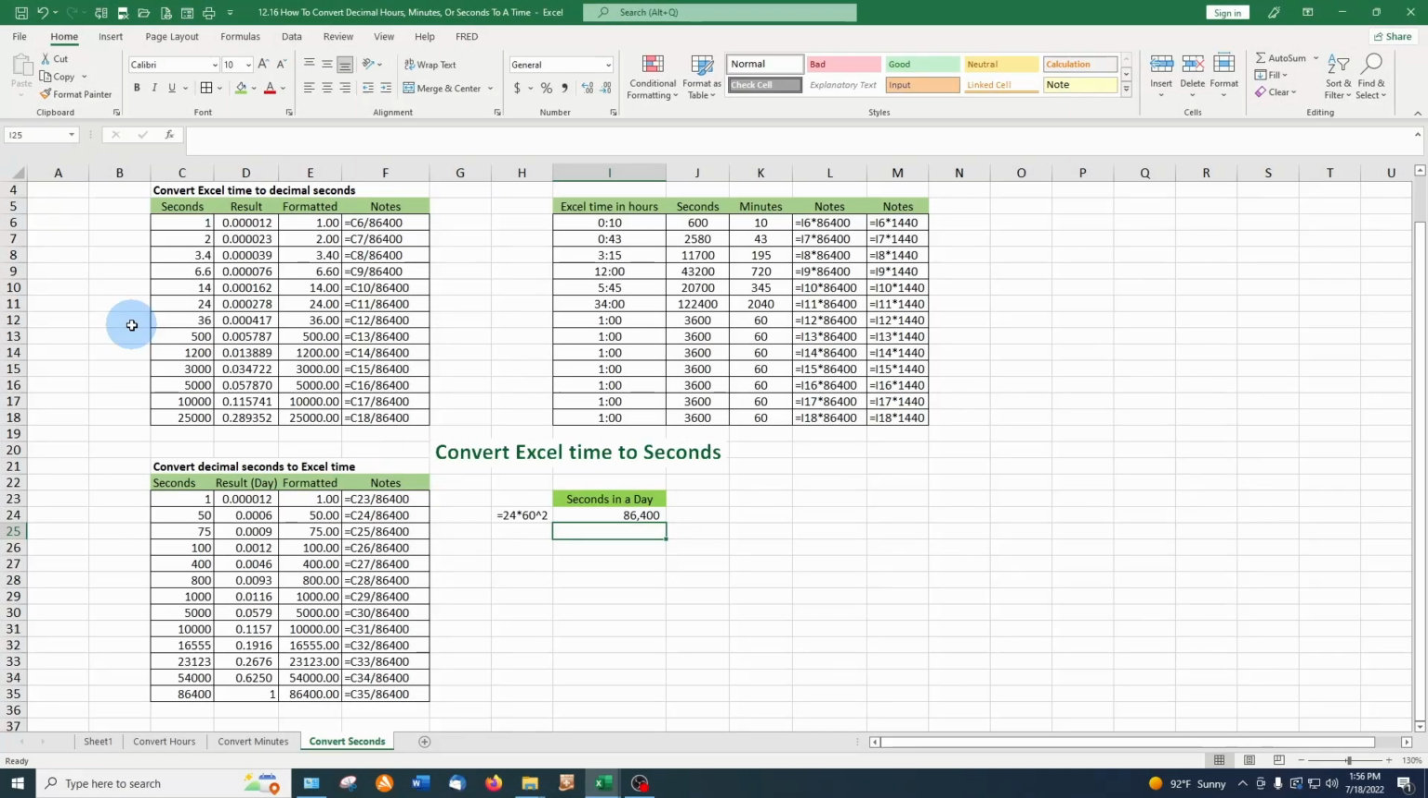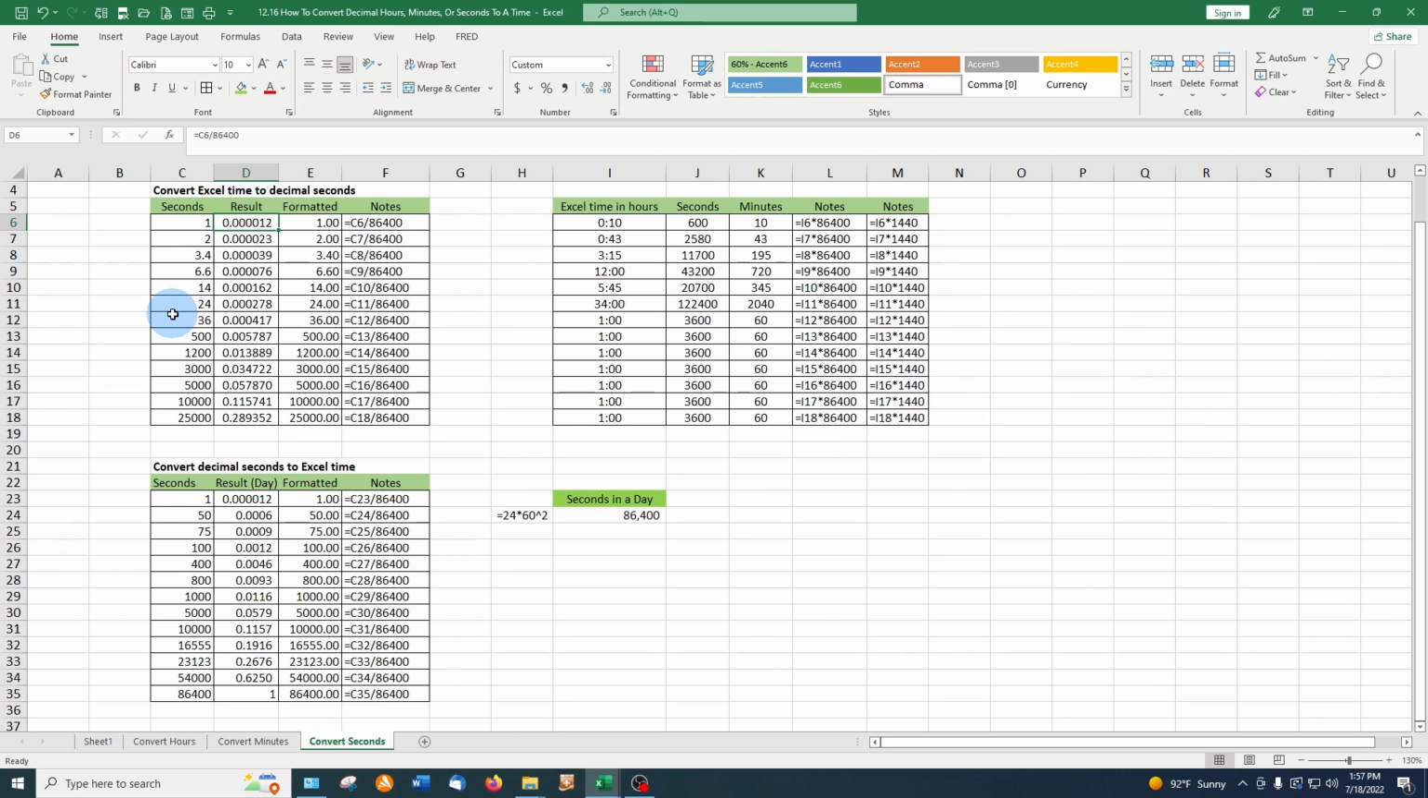How about converting Excel time to decimal seconds? What does 1 second represent in a 24-hour period? It represents 0.00012. How do we compute that?